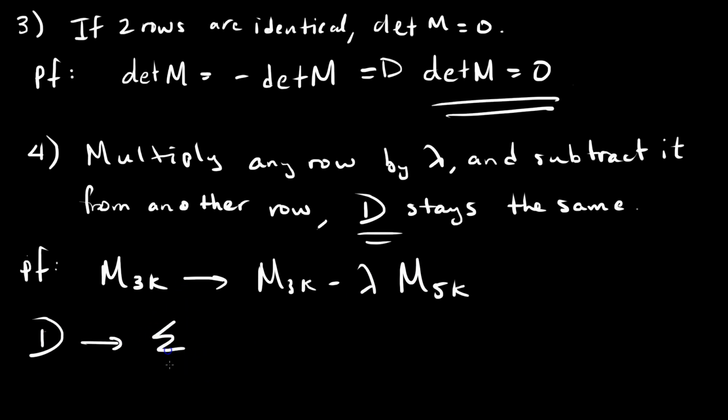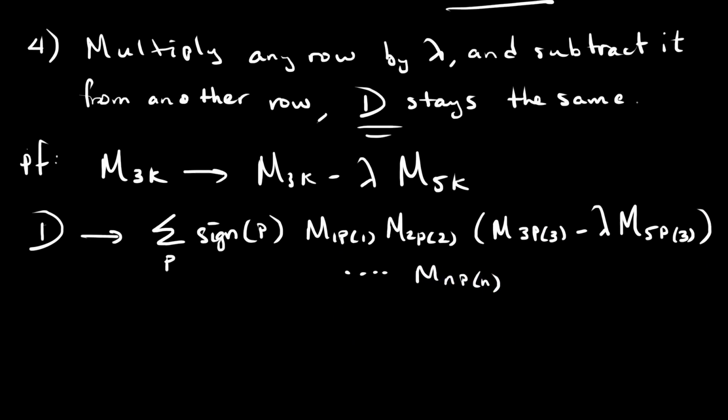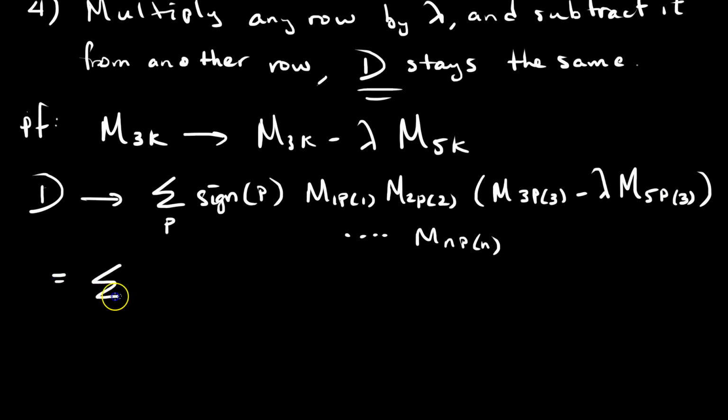Well, the determinant goes to the formula again. It's going to be sign of p, and then we're going to have m1,p(1), m2,p(2), and then we're going to have m3,p(3) minus lambda m5,p(3). This is very important. It has to be p(3) because it's the third row, right? It's the third row, so it's going to be the permutation of the third row. And then dot dot dot mn,p(n). Okay? And then since we have a minus sign here, we can expand this out.